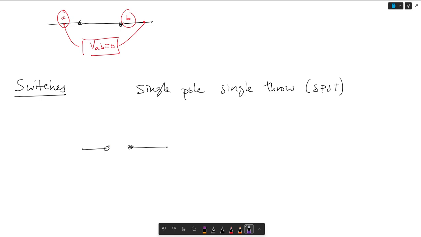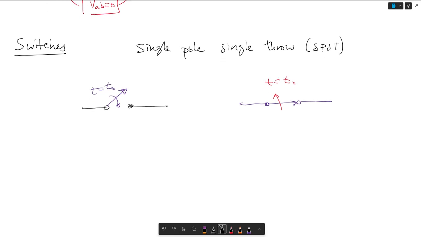Essentially what happens is you can have a switch that is initially open, and then at t equals t0, you close the switch. And another example of an SPST is if you have a switch that is initially closed and at t equals t0, the switch opens.